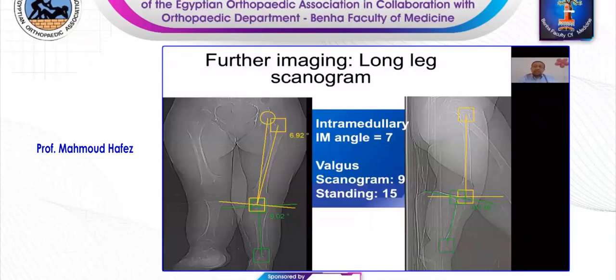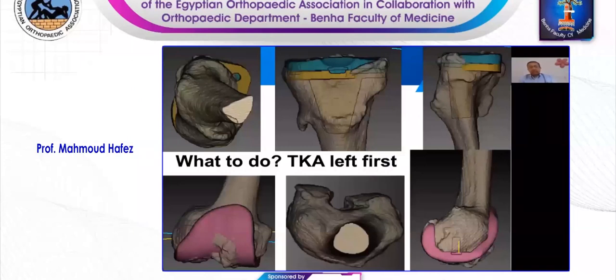And as you expect, with the scanogram and the patient lying down on the CT machine, the deformity is going to be less than when we were standing. So the valgus here was lying on the left side, but in fact, with the standing was 15 degrees. Okay. So we started with the left side first, which was the less difficult, and also it has more pain and more symptoms. So we have to address this first.